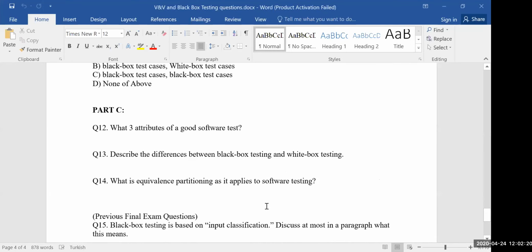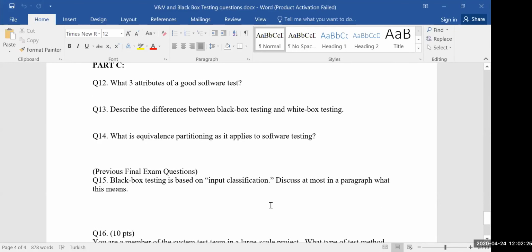If you don't have any questions up to now, we are in part C, and we are continuing with question number 14 and question number 15. You again have 4 minutes to take your own notes. 4 minutes.